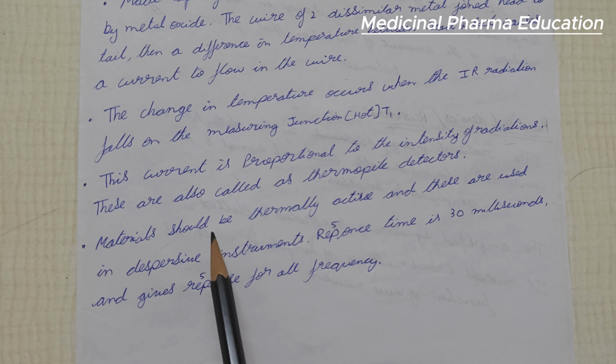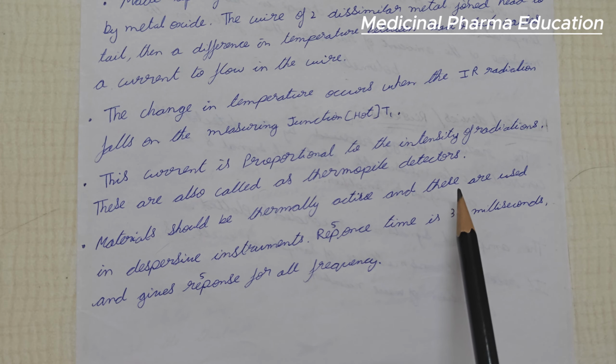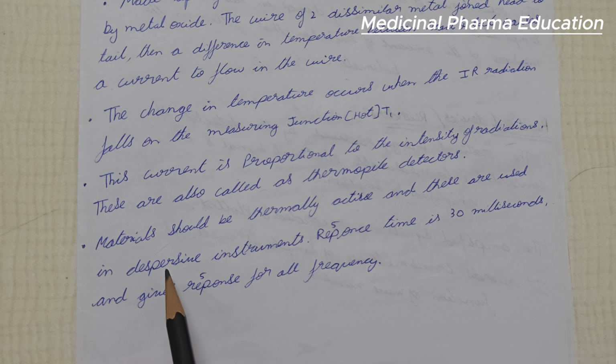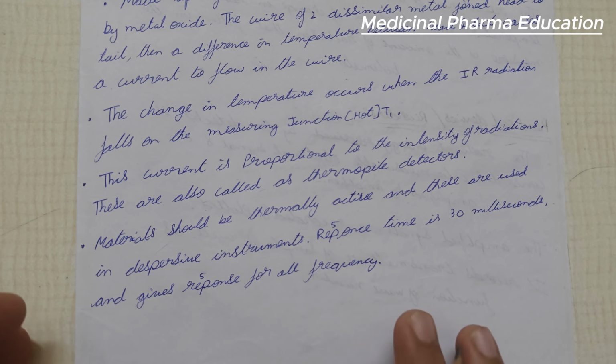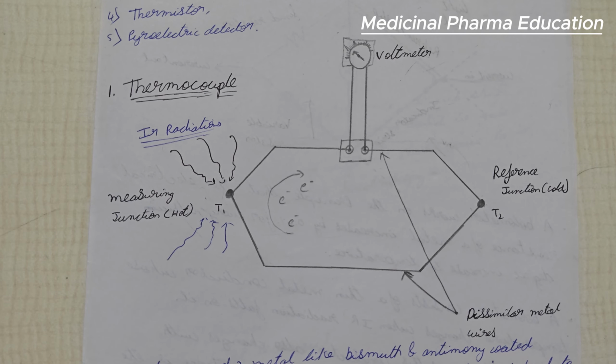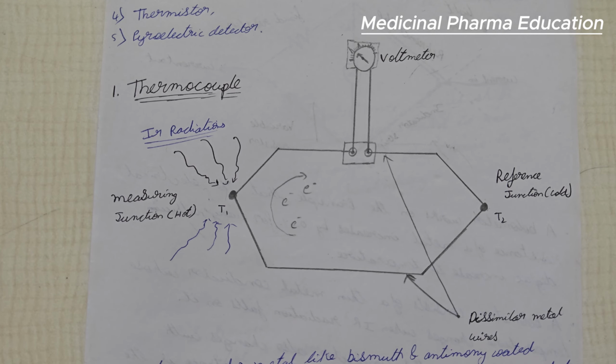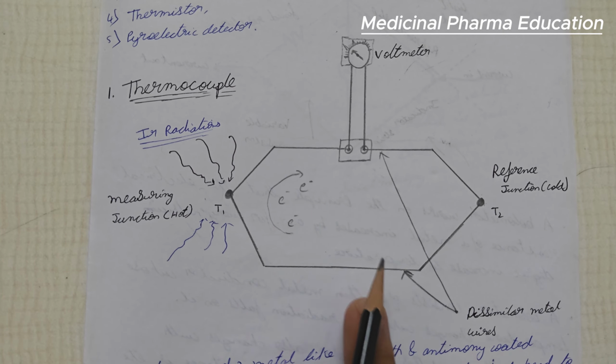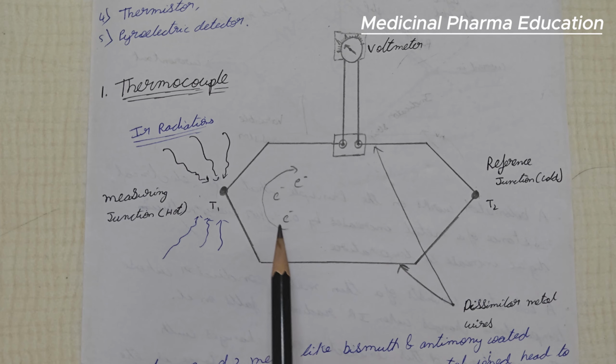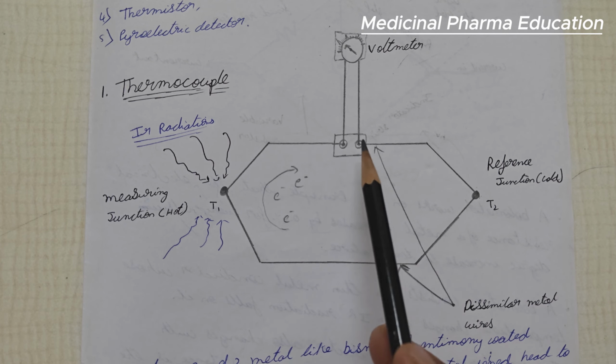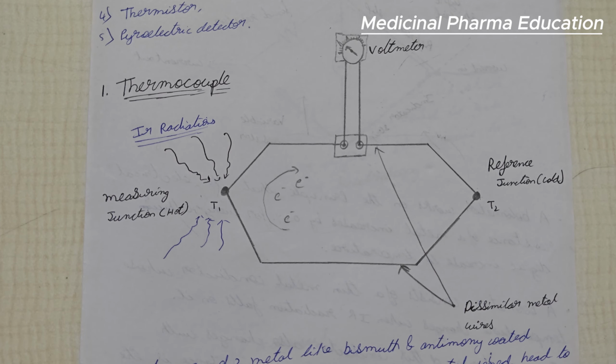The material should be thermally active, and these are used in dispersive instruments. Response time is 30 milliseconds, and it gives response for all the frequencies. I'll just explain the principle. As the IR radiation falls on the T1 junction, there is a change in temperature between the two dissimilar wires, between the head and tail. This causes the current to flow, the current is measured, and the sample is analyzed.